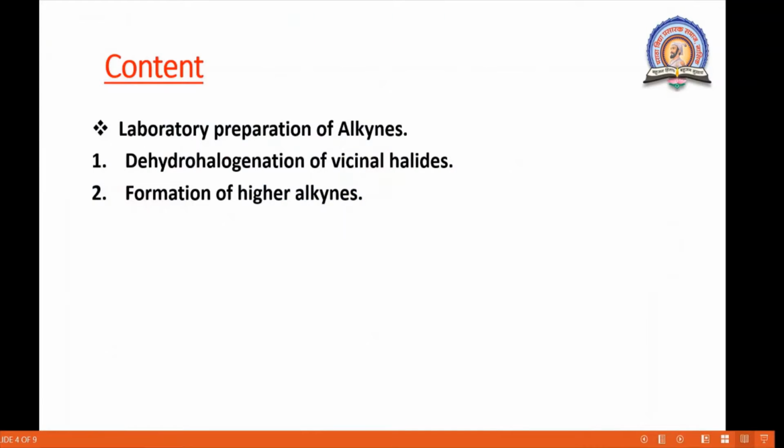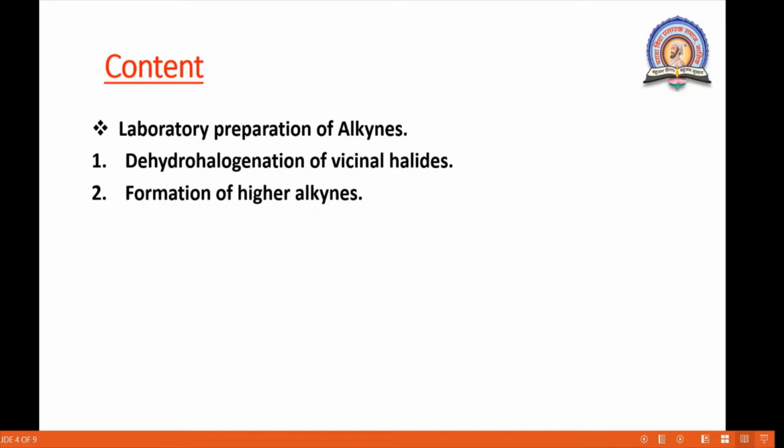Today I am going to explain the laboratory preparation reactions of alkyne. In the previous lecture, we have already started this alkynes chapter. In that we discussed the physical properties, then industrial preparation of alkynes and what are alkynes. This part we have already discussed in the previous lecture.